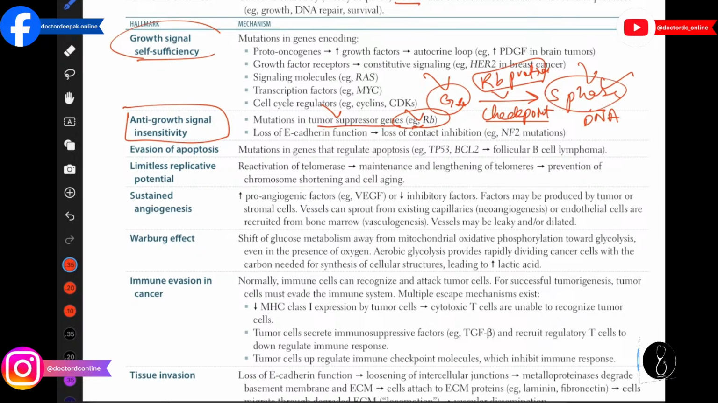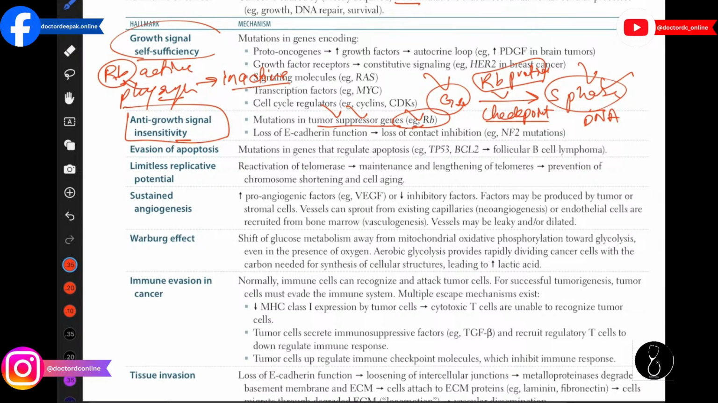And we'll see how these become active. RB is active, but after phosphorylation RB becomes inactive. The phosphorylation of RB causes inactivation of RB proteins. The next thing for anti-growth signal insensitivity is the tumor suppressor genes. If tumor suppressor genes are inactive, then there's nothing to stop the growth.